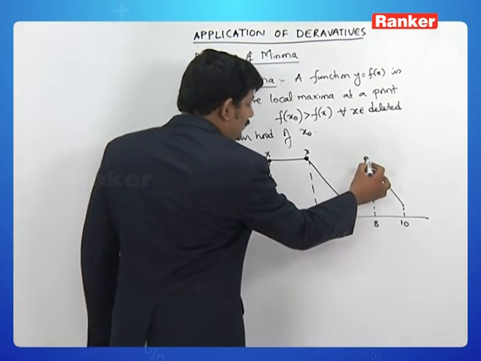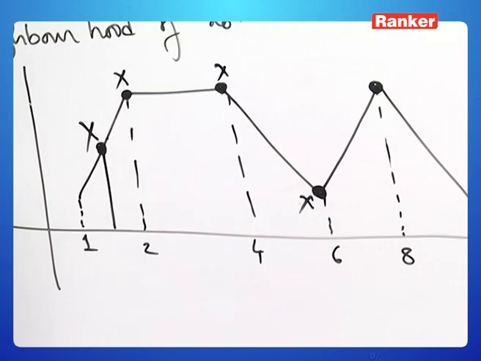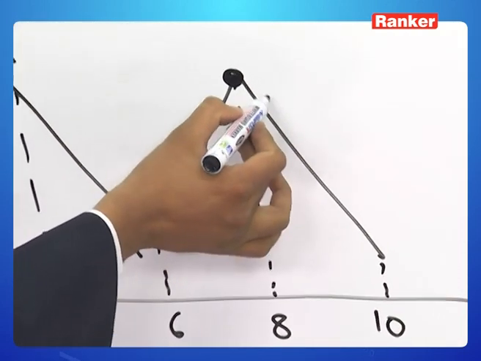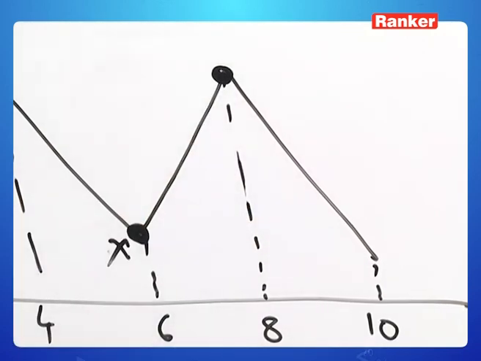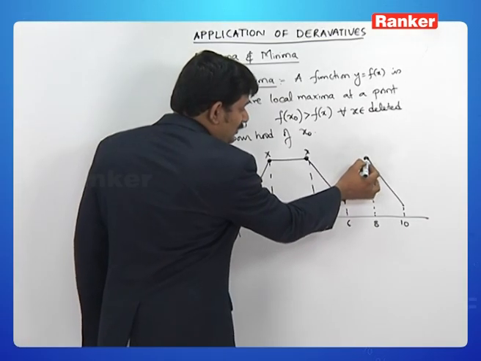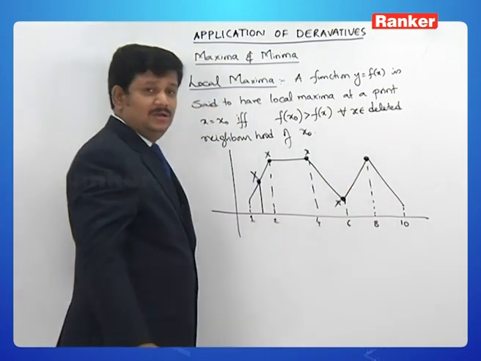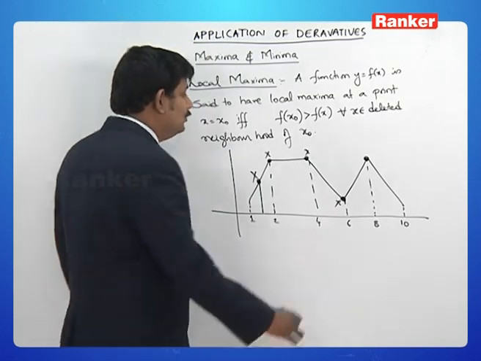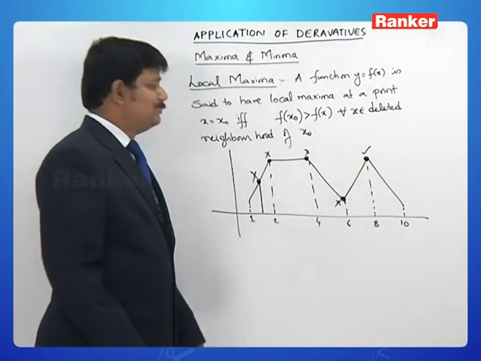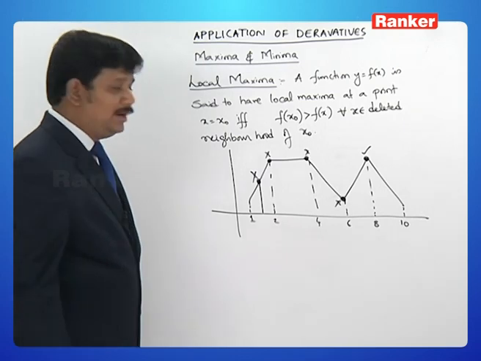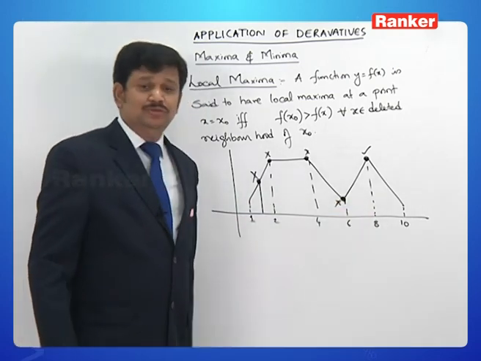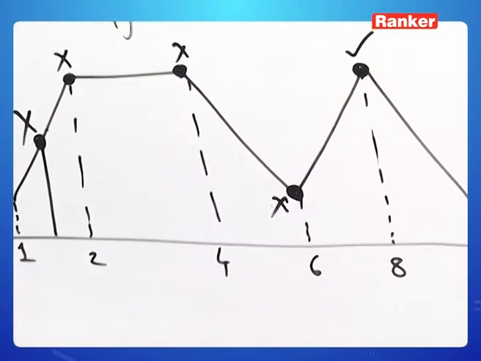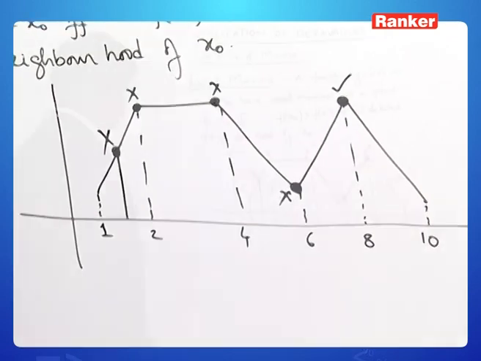Now let us look at point 8. Function values to the left are smaller than f of x naught, and also function values to the right are smaller than f of x naught. To the right and to the left, both ways, function values are smaller than f of x naught. So this qualifies the definition of local maxima. So we have only one point in the entire range from 1 to 10 which qualifies the definition of local maxima, that is 8. So 8 is a point of local maxima.